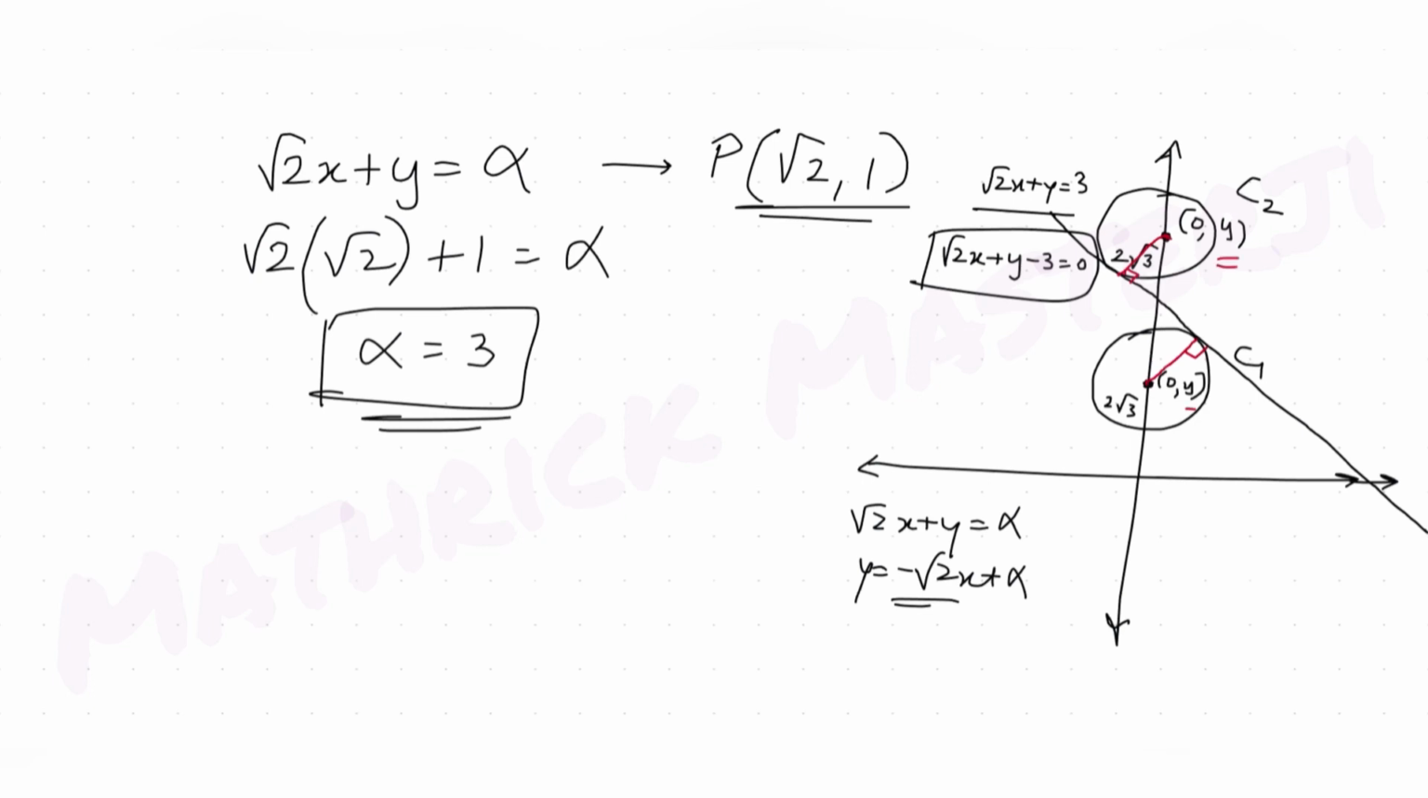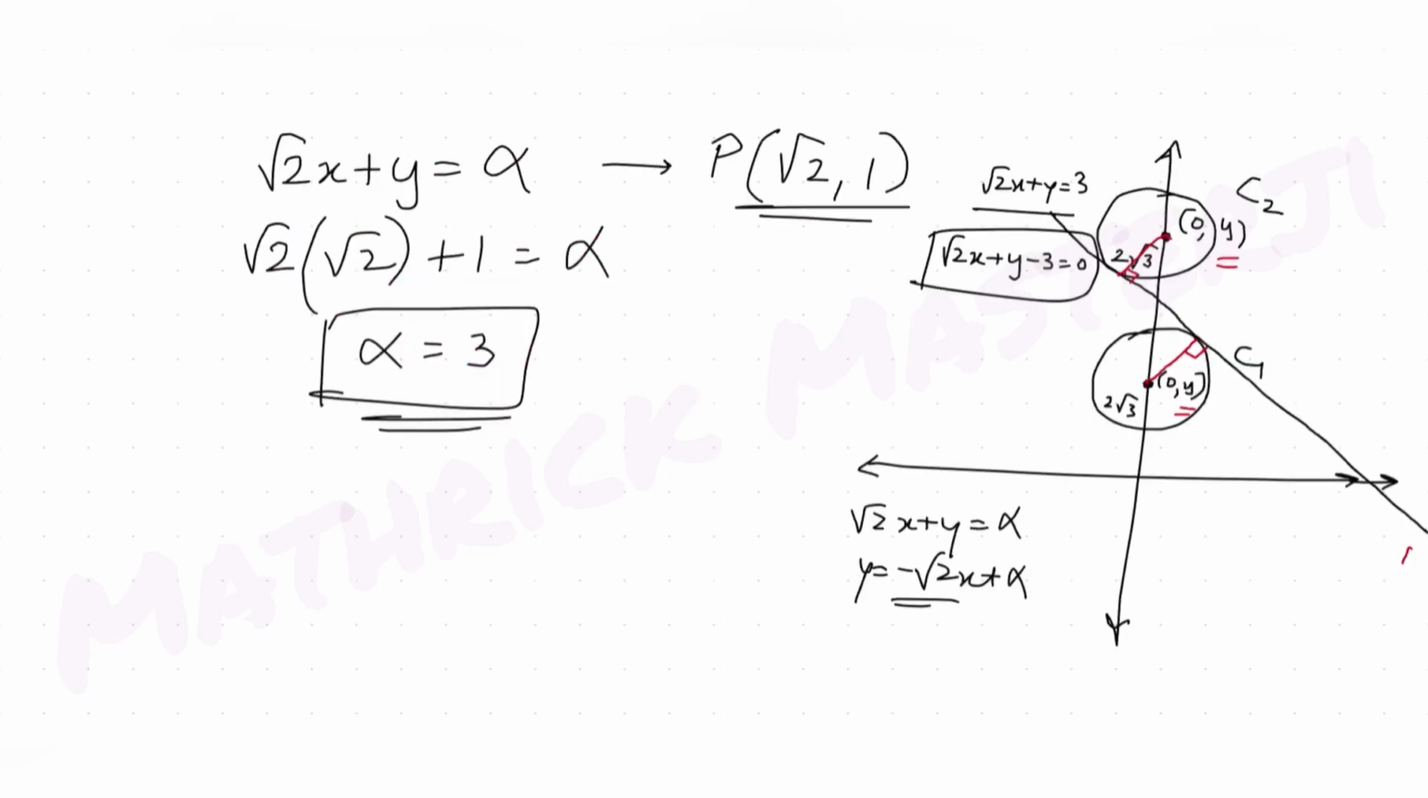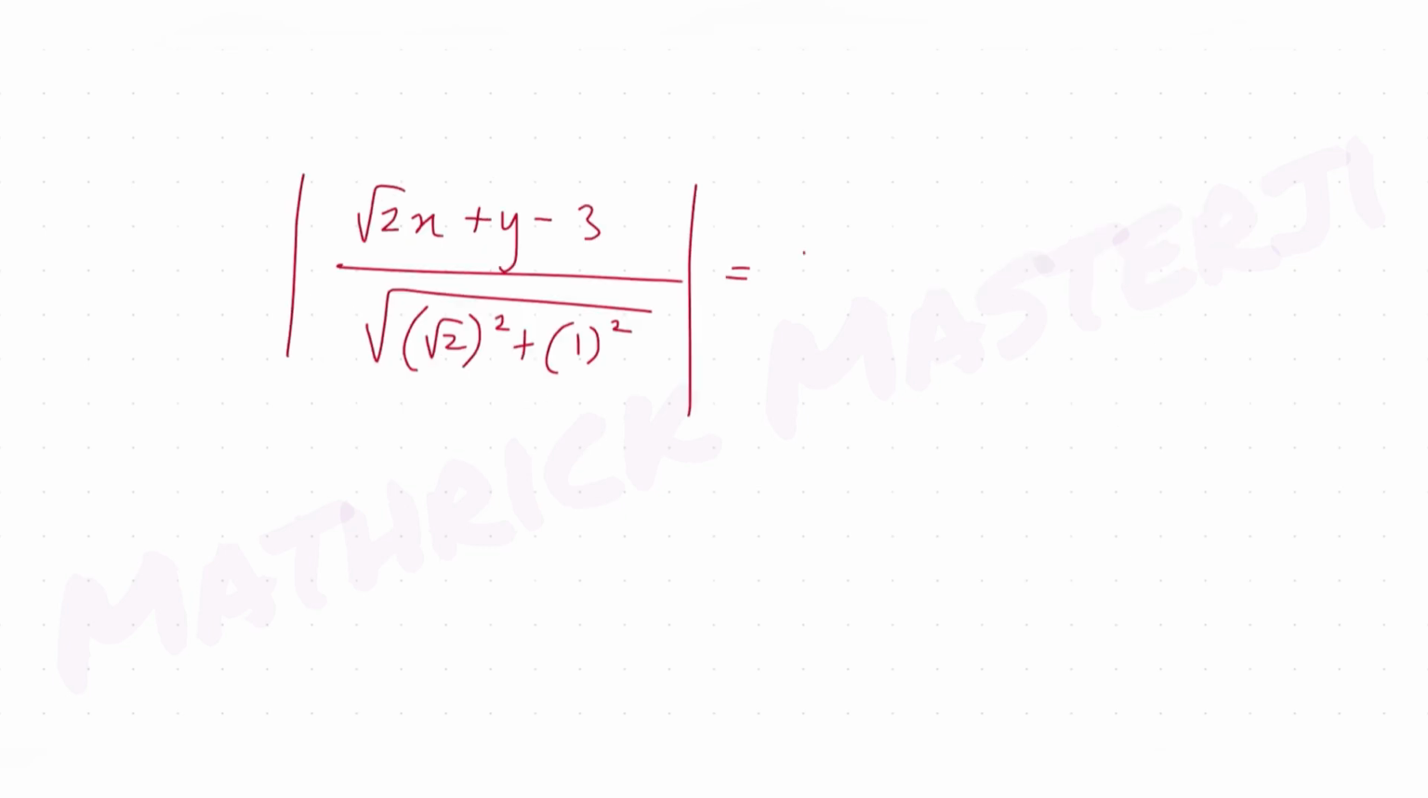So let's figure out that. If I use the idea of perpendicularity, the distance of the coordinate that is perpendicular, I can apply it: root 2 x plus y minus 3 divided by square root of 2 squared plus 1 squared, which are the coefficients, is equal to the perpendicular distance, which is nothing but your radius. If you see this perpendicular distance, it's nothing but the radius, which in this case is 2 root 3. So let's equate that.